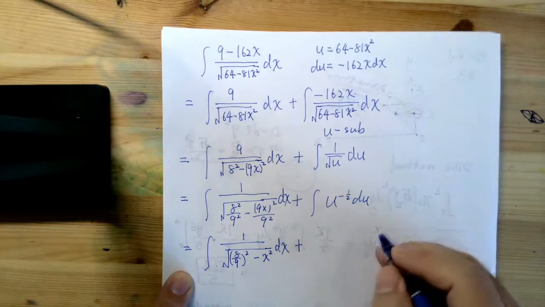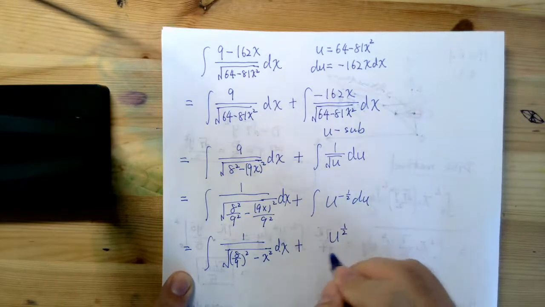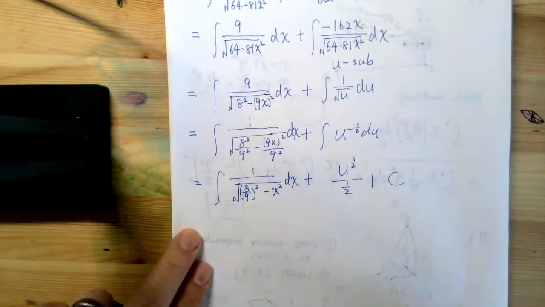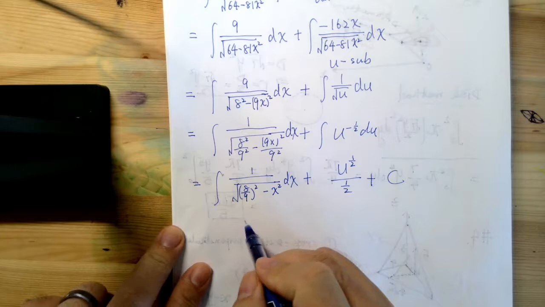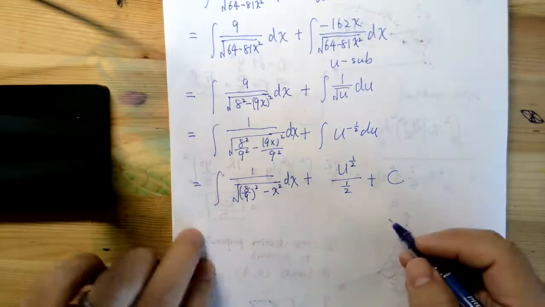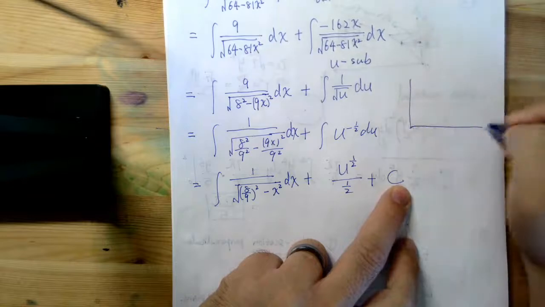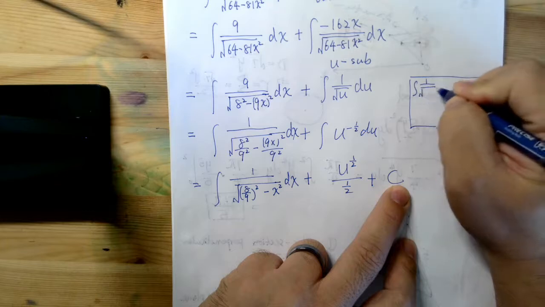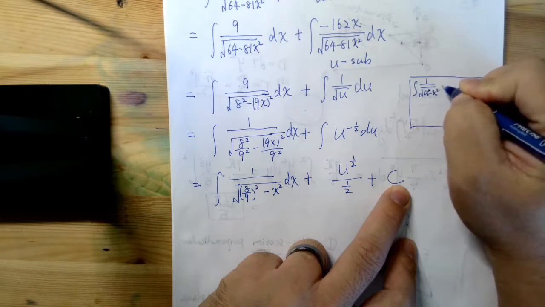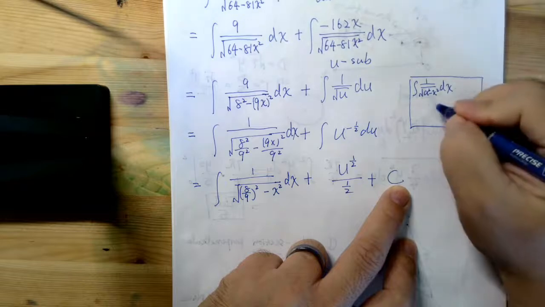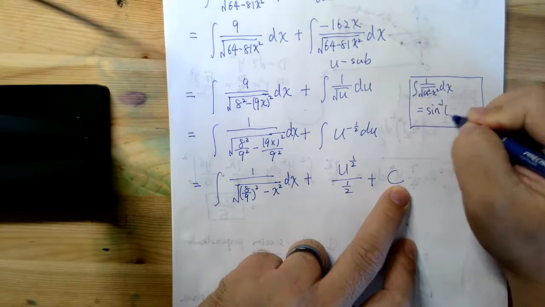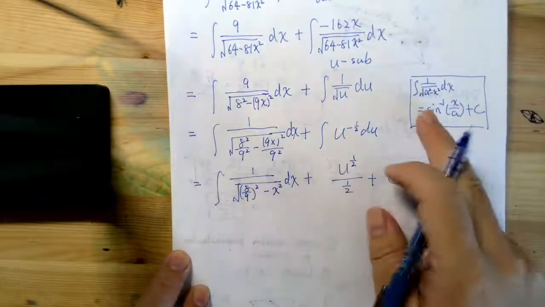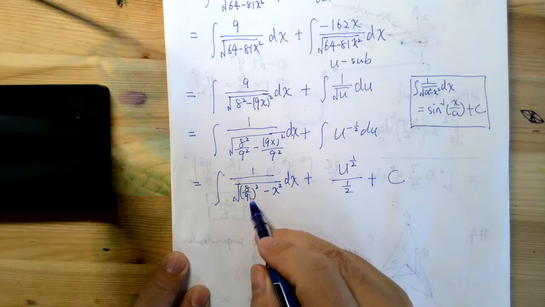And then for this integral, it's going to be u to the power half over half. And then, well, let's start to write the constant c here. Now for this one, as some of you might remember, let me maybe put a little hint here. That is, if you have the integral of 1 over square root of a squared minus x squared dx, then this integral is actually the sine inverse of x over a plus a constant c. Okay. So you can see in this problem a is 8 over 9.